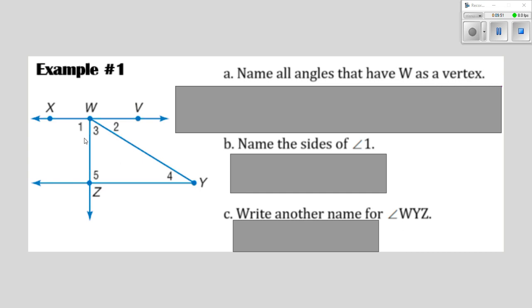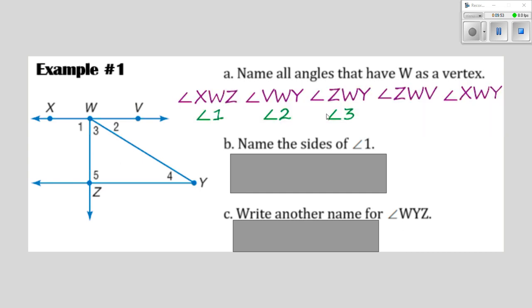Let's see if there's anything else. So there's 1, 2, 3. There were 5 that I labeled. Let's see if I have all 5. Yep. And notice that these two are interchangeable because this is the same as angle 1. It's labeled two different ways. Same thing with 2 and 3, and then these other two do not have a specific number for them.